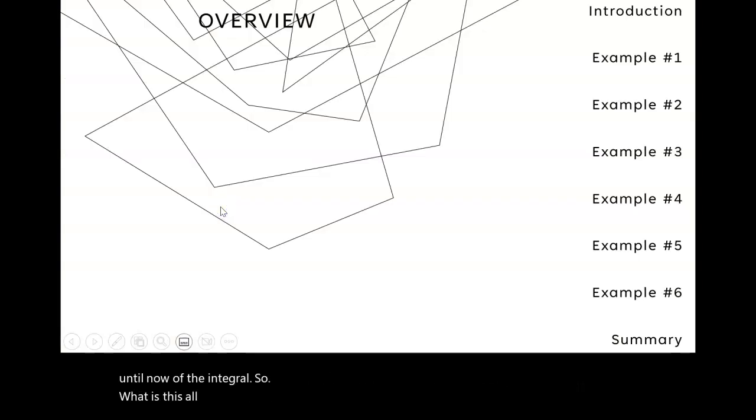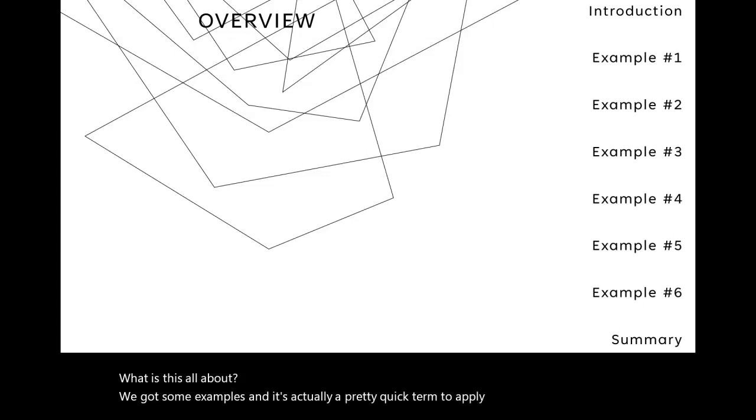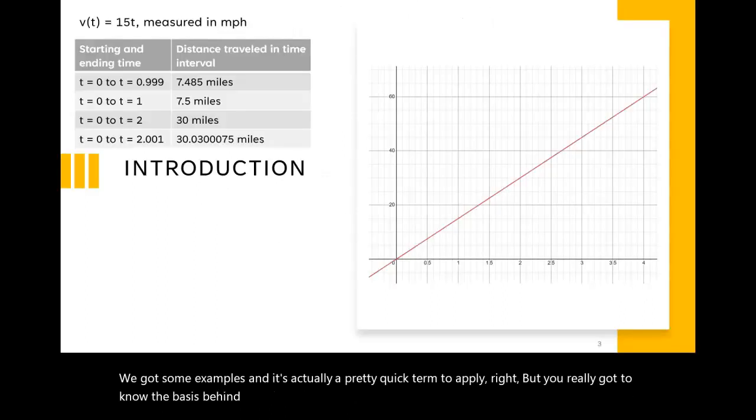So what is this all about? Well, as we go through, we've got some examples, and it's actually a pretty quick theorem to apply, right? But you really have to know the basis behind it. So we're going to start with that.